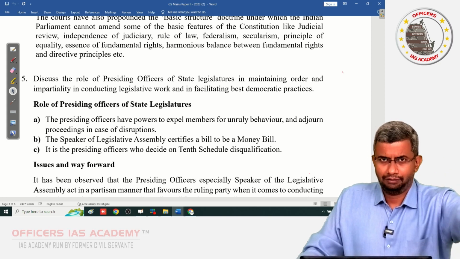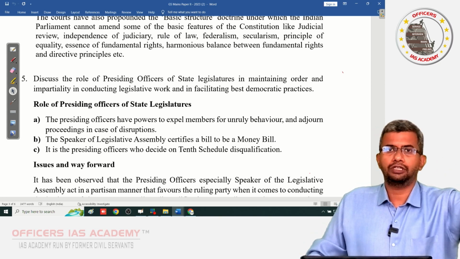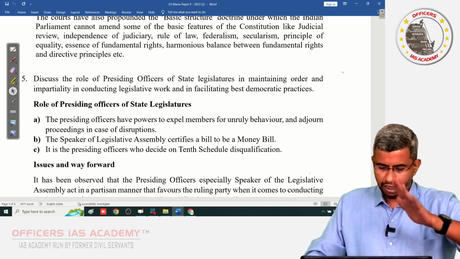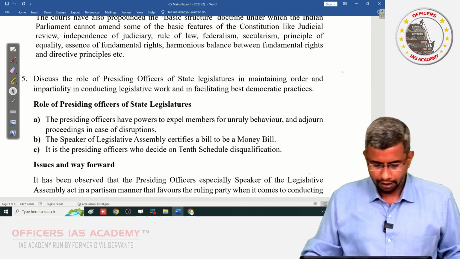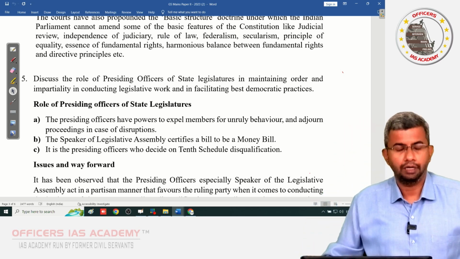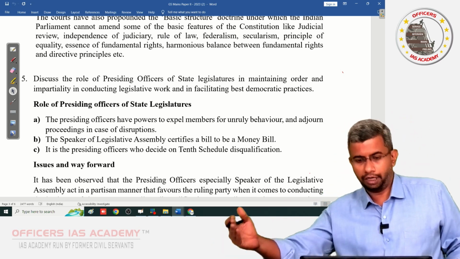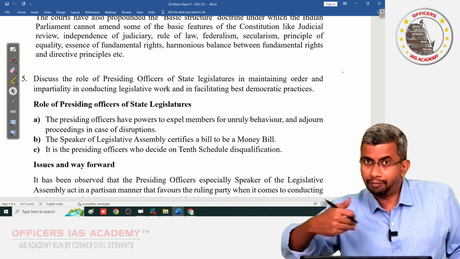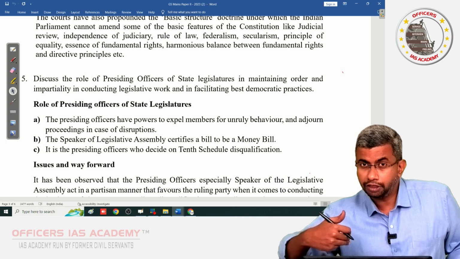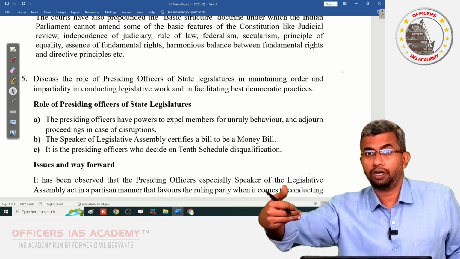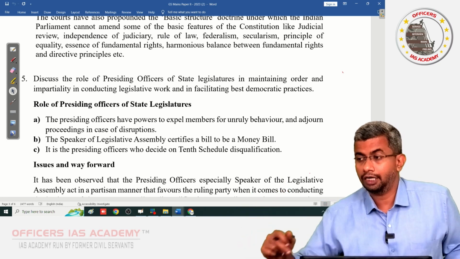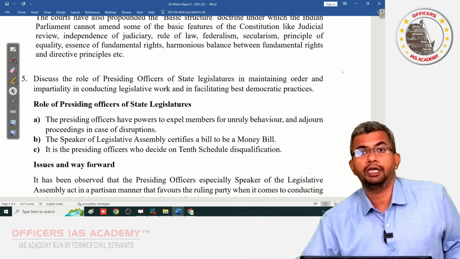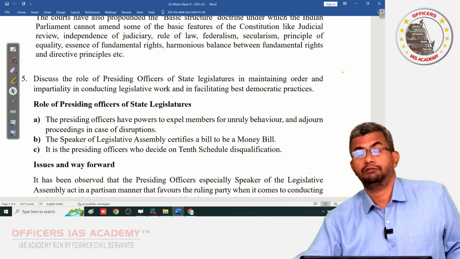But first, presiding officers of state legislatures: Speaker and Deputy Speaker in the Assembly, Chairman and Deputy Chairman in the Legislative Council, in a state having a Legislative Council. What is the role of presiding officers in the smooth functioning of legislative work and democratic principles? Unruly behavior: they can issue notices for unruly behavior. They can even suspend members if there is unruly behavior.